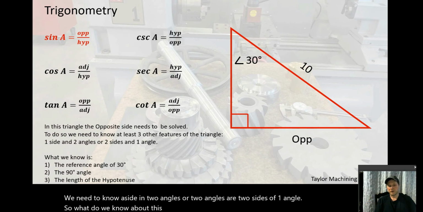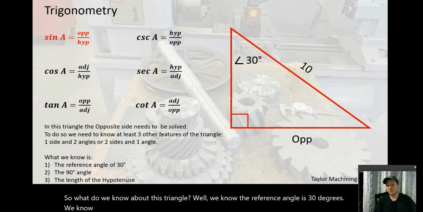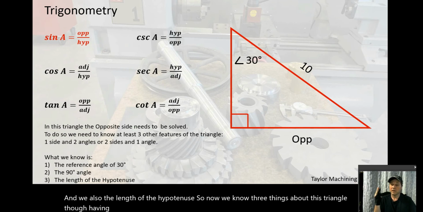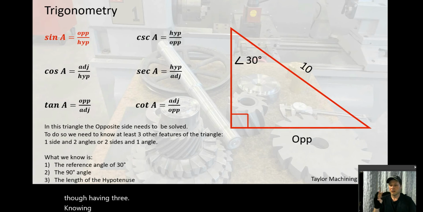Well, we know the reference angle is 30 degrees. We know that there's a 90-degree angle in that triangle as well. And we also know the length of the hypotenuse. So now we know three things about this triangle, and knowing three things about this triangle will allow us to solve the rest. So therefore we can solve opposite.